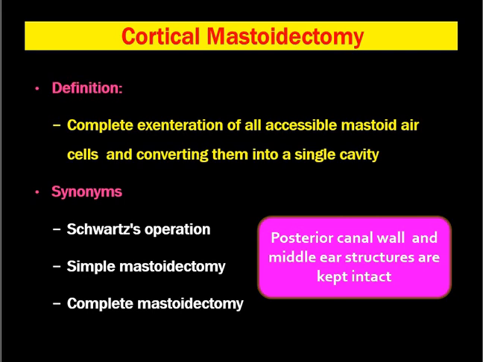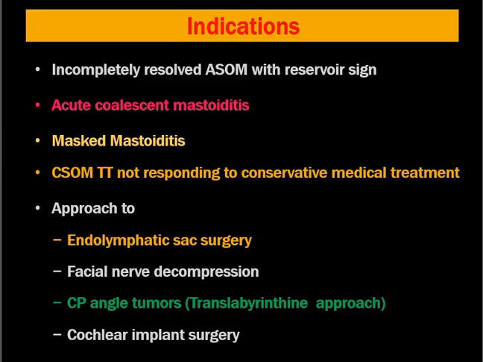The synonyms are Schwartze operation, simple mastoidectomy, or complete mastoidectomy, although it is not complete because we won't remove the inaccessible cells. In cortical mastoid surgery, the posterior canal wall and the middle ear structures are kept intact. So, this is the prototype of the canal wall up technique, where we don't remove the posterior bony canal wall. In attico-antrotomy, MRM or modified radical mastoid surgery, and radical mastoid surgery, we remove the posterior bony canal wall and we may reconstruct it. What are the indications for cortical mastoid surgery?